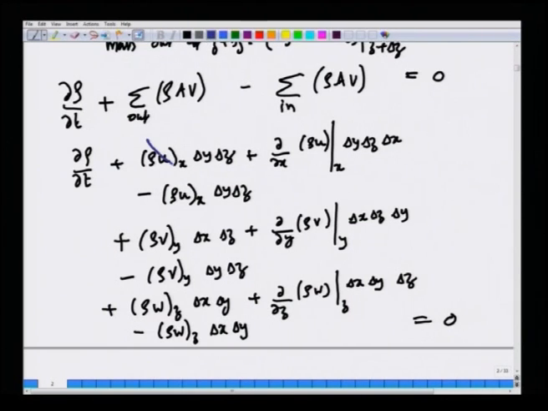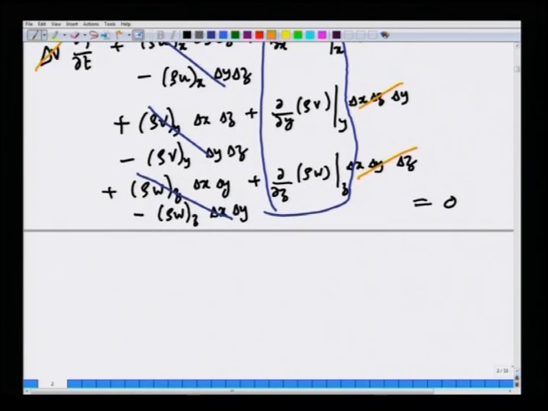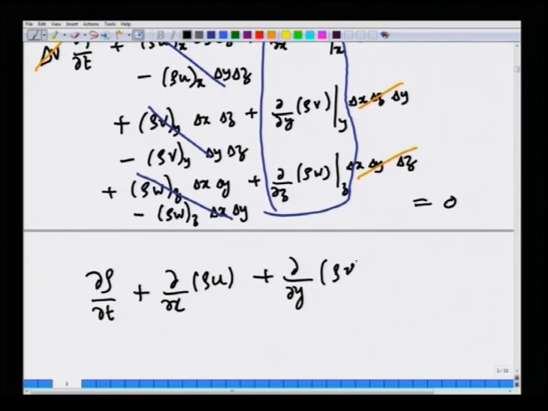Now, we can see that several terms are going to cancel away. For example, these two terms will cancel, these two terms will cancel, these two terms will cancel, leaving us with only this term. Now, all these terms are multiplied by the volume, which we wrote earlier. This delta V is nothing but delta x delta y delta z. So, you can divide the entire equation by delta x delta y delta z to give a simple expression for mass conservation: d dx of rho u plus d dy of rho v plus d dz of rho w is 0.